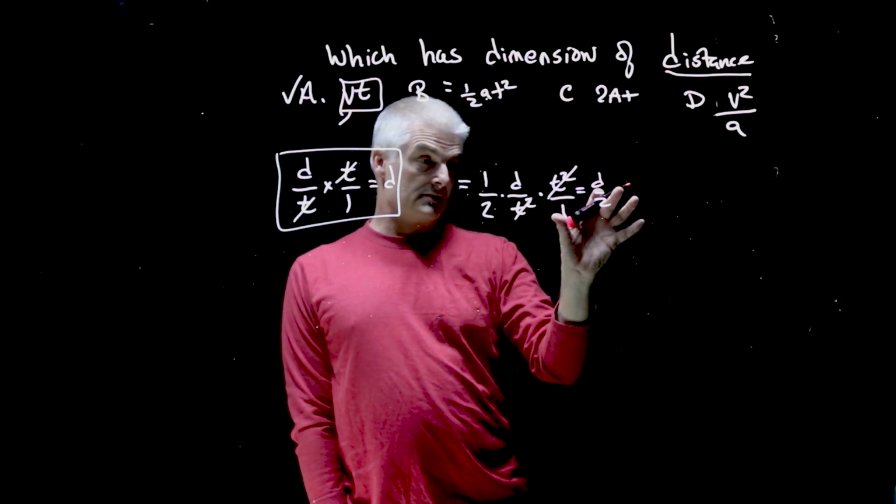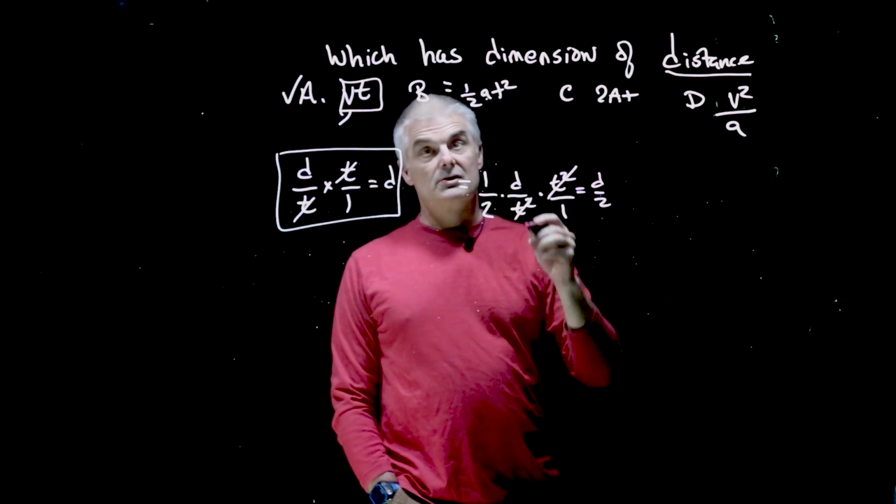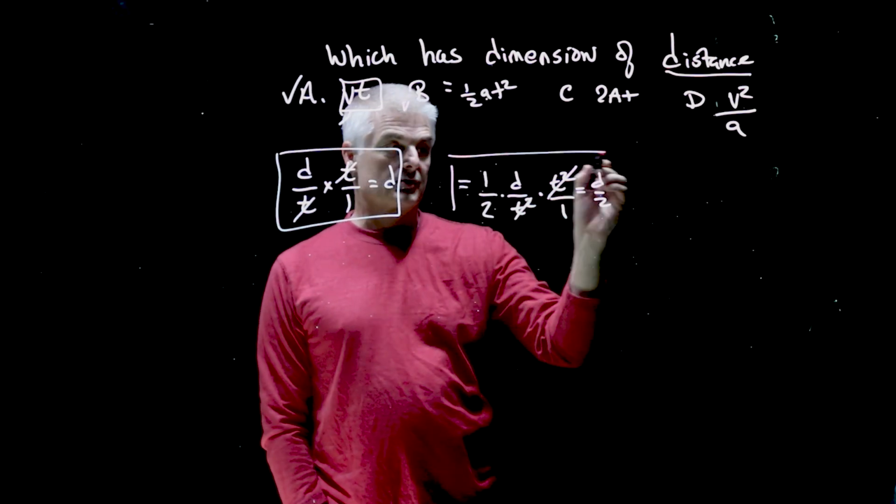It still has the dimension of distance. The number just changes it. It didn't ask if it's half a d. It just says, does it have the dimension? So B, check. That one works as well.